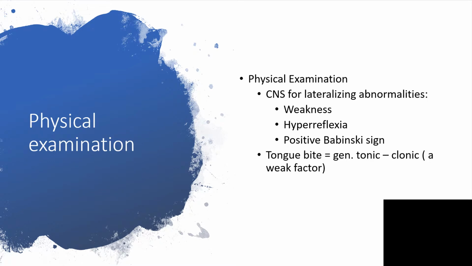And we'll go over the physical examination, looking for what we call lateralizing signs. Is there weakness in one part of the body? And when we do the deep tendon reflexes, are we picking up hyperreflexia? And when we try to check for Babinski's sign down there at the foot, we want to know if it's positive. And tongue bites, well, that is not so specific, it's a weak factor, but if it is present, that might be pointing to generalized tonic-clonic seizures.